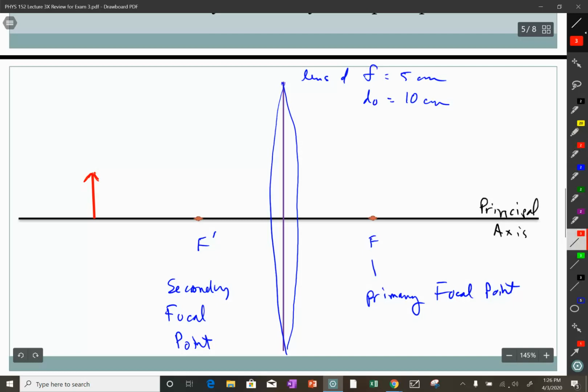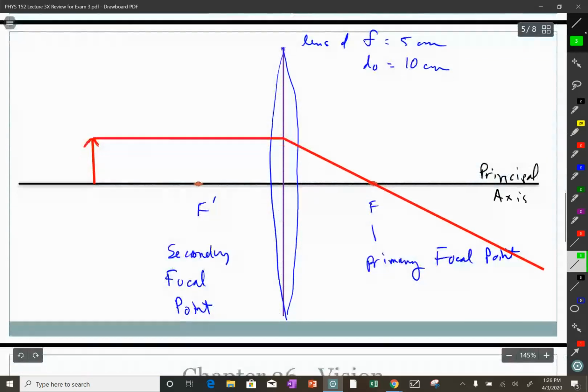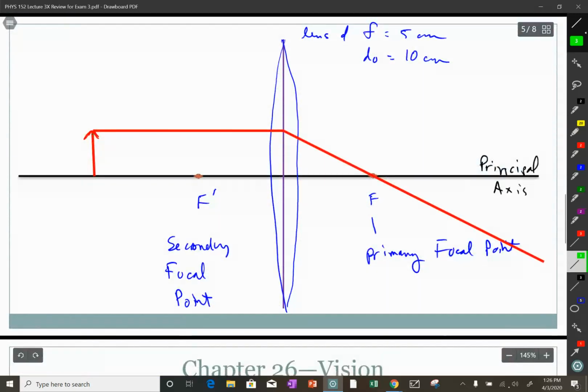So my parallel ray goes from the object parallel to the principal axis. And then it refracts through the focal point because that's what parallel rays do. Next, we have the focal ray, which I think was green. Yes, the focal ray. The focal ray goes through the secondary focal point until it hits the center line. I'm not worried about the blue lines I drew. And then that's going to come out parallel to the principal axis.